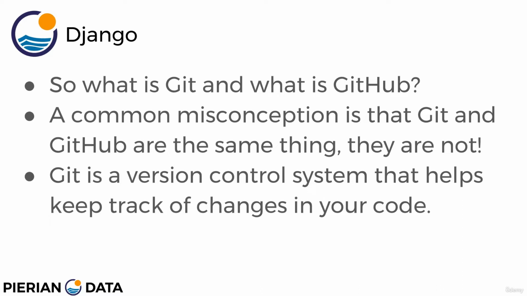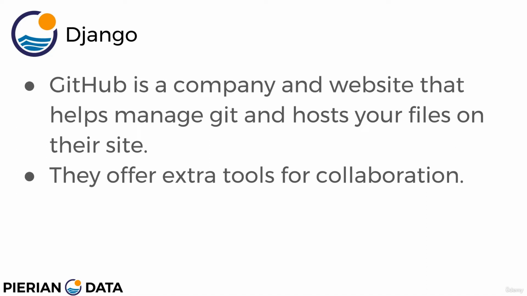A really common misconception for beginners is that Git and GitHub are the same thing. They are not. Git is a version control system that helps keep track of changes in your code. GitHub is a company and the website that helps manage Git and hosts your files on their site. Git is an open source, totally free version control system. GitHub is a company that utilizes that and adds extra tools on top of that and hosts your code on their site. They offer extra tools for collaboration and things of that manner.